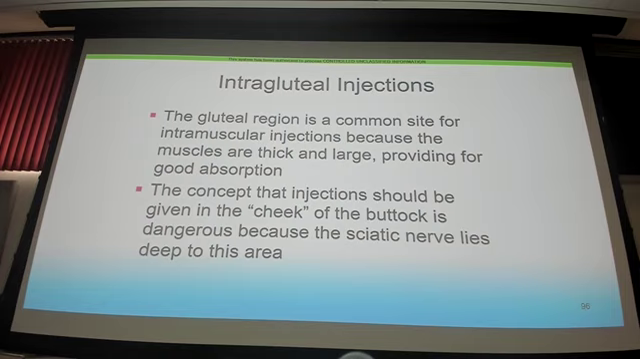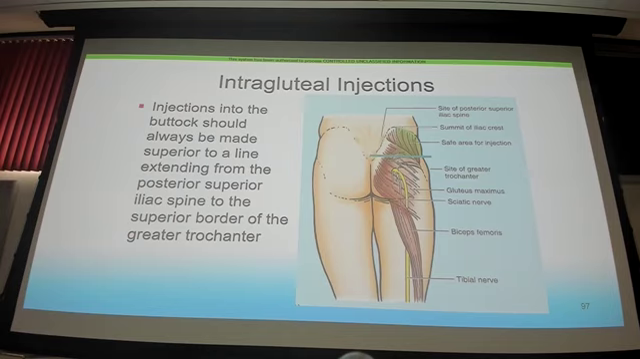So we already know we get our gamma globulin, those types of things, because we're all military or ex-military. So the gluteal region is a common site for intramuscular injections, but it's not like what they do on TV where you just dart somebody in the buttocks, because now we know that the sciatic nerve is lying in there.